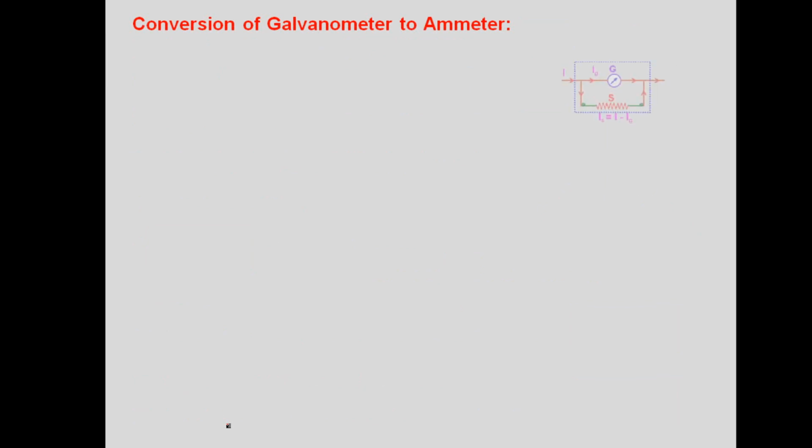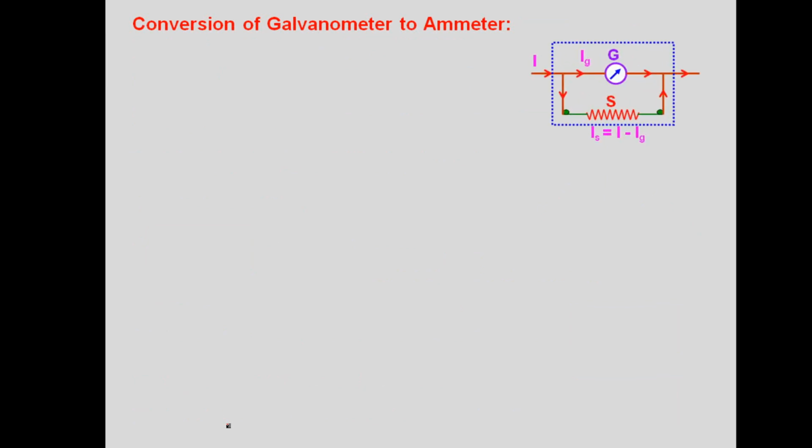Conversion of galvanometer to ammeter. We have to convert galvanometer into ammeter. So for this, first of all we should know that ammeter is a low resistance device. To convert galvanometer into ammeter, we reduce the resistance of the galvanometer by connecting a low resistance wire S, which is called shunt. Because it is called shunt, it is always connected in parallel, because the meaning of shunt is connection in parallel.